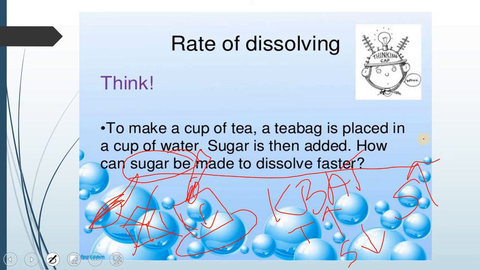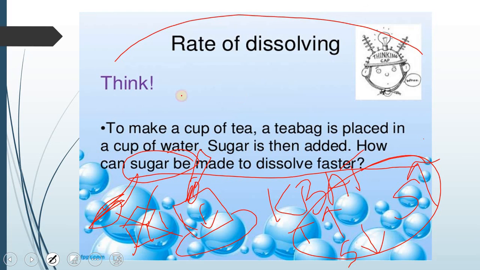Okay, so you have three. You have temperature, which is supposed to be higher. You are supposed to stir the sugar faster, and also the size of the sugar should be smaller. Okay, so this is the example of soalan kebat. It's supposed to be easy. You can get 3 marks easily.